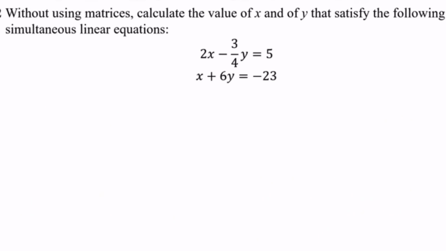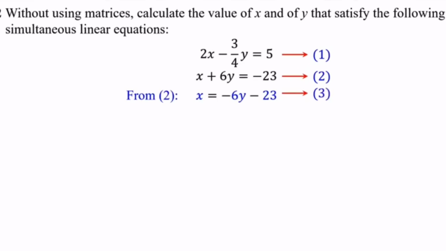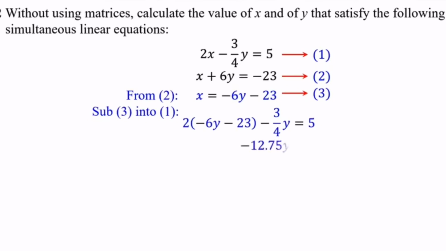Okay, this question might come out in your paper 2 for final exam Form 4. Without using matrices, you are asked to calculate the values of x and y that satisfy the following simultaneous linear equations. So first of all, we will express one unknown in terms of another unknown, x equal to negative 6y minus 23. We label it as equation 3, and we will substitute equation 3 into equation 1. So when you see x, you will put negative 6y minus 23 minus 3 over 4y equal to 5. And you expand and simplify, you will get y equal to negative 4.